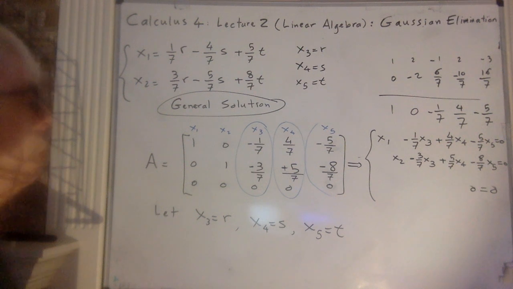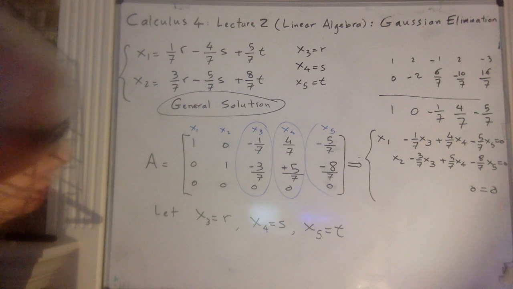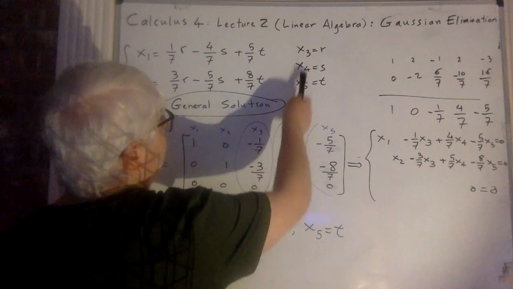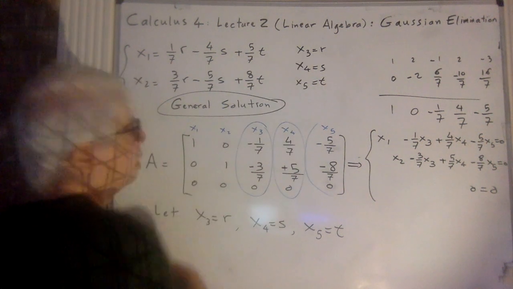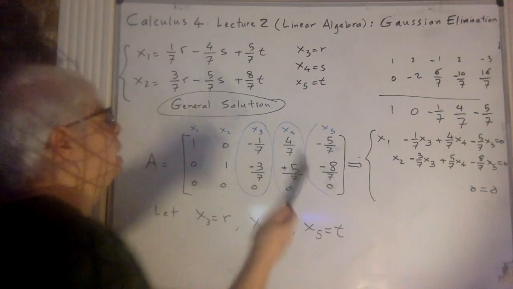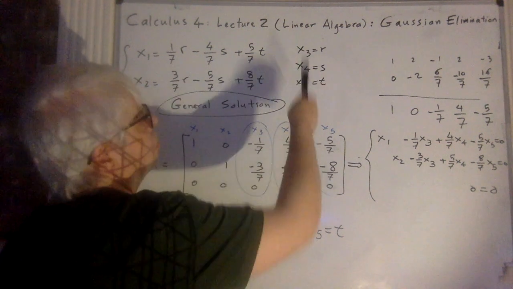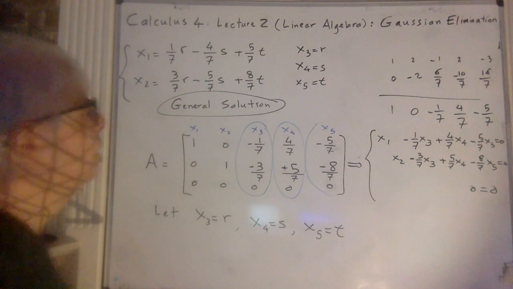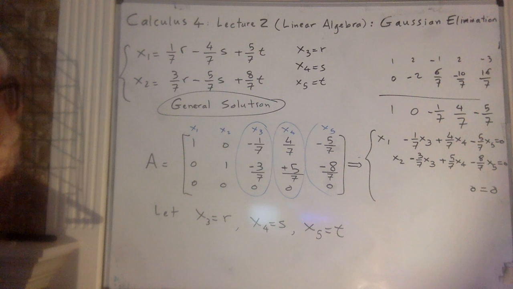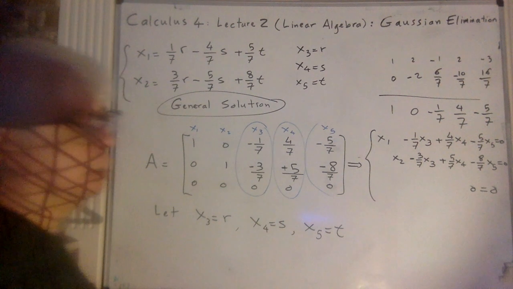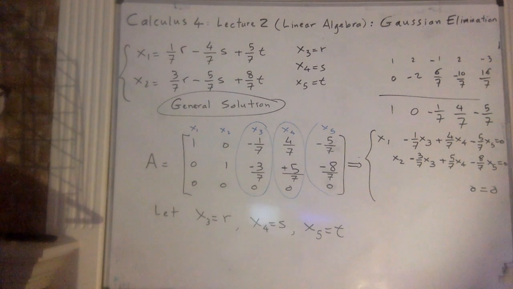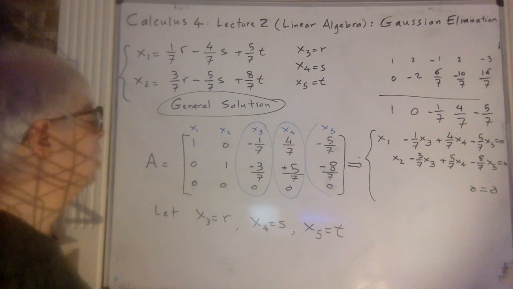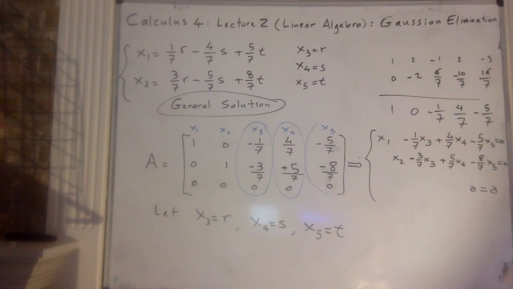Now, what does this mean? It means that given different numbers to R, S, and T, we can find x1 and x2. For example, you can say this is 1, 1, 1, and find x1 and x2. Say this is negative 2, 5, negative 10, something, and for those 3, you can find x1 and x2. So those are free, but x1 and x2 are not free, and you can calculate them in terms of the free ones.